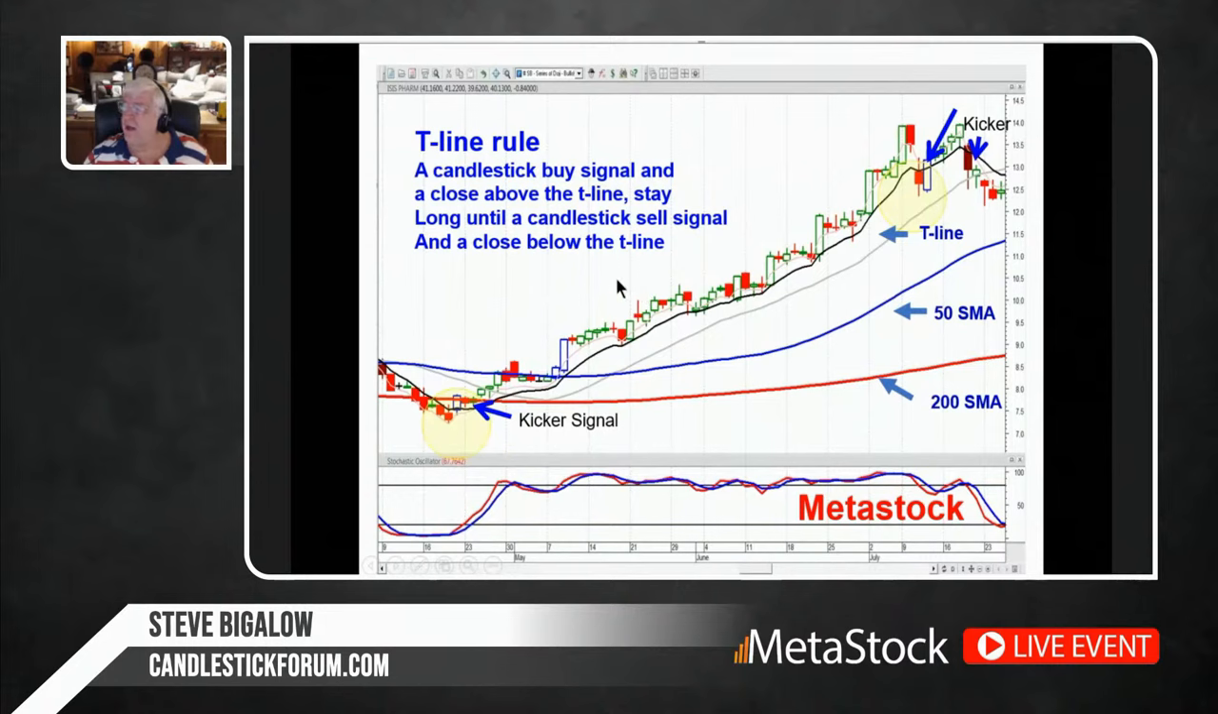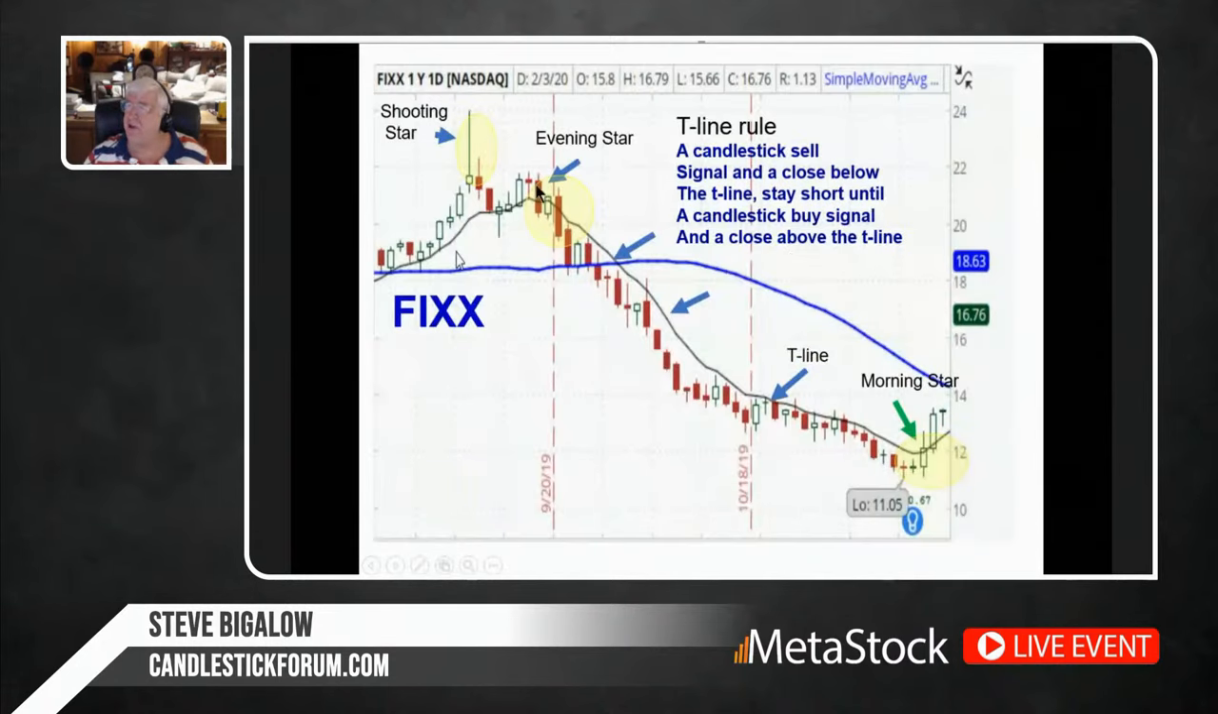So on the other side, if you see a candlestick sell signal and a close below the T-line, same scenario. You can stay short until you see a candlestick buy signal and a close back up above the T-line. Again, keeping my emotions out of my trading, saying, well, boy, I got a huge profit so far, I better just take profits. And the whole point of investing is you want to try to maximize your profitability based upon what your analysis is, instead of just taking profits for the sake of taking profits.